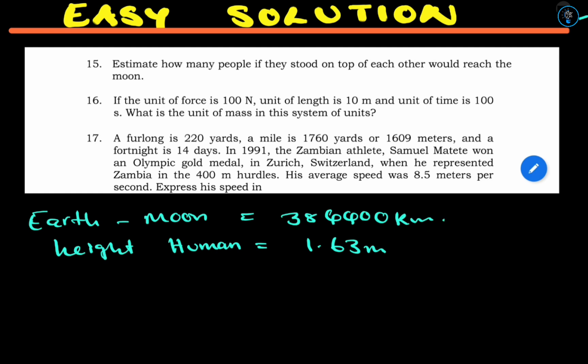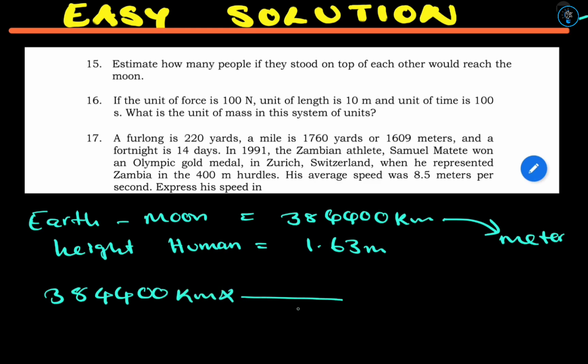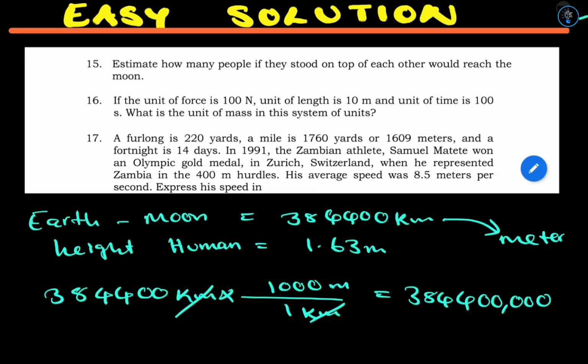So to reach the moon, we can just convert this one into meters. We know that 1 kilometer is 1,000 meters. Kilometer and kilometer will cancel, and we are going to get a value of 384,400 times 1,000. So this will be our value in meters.